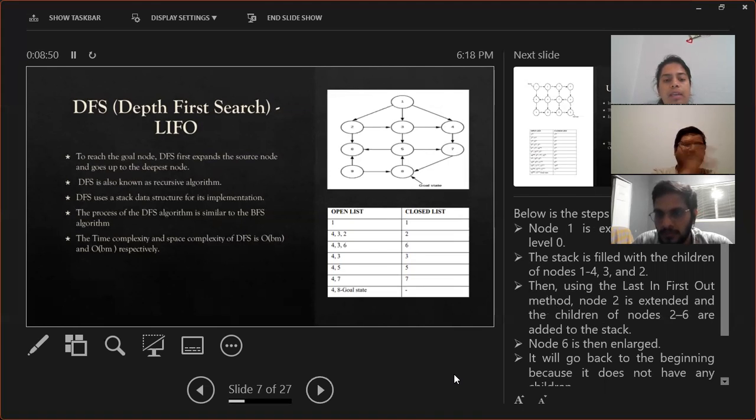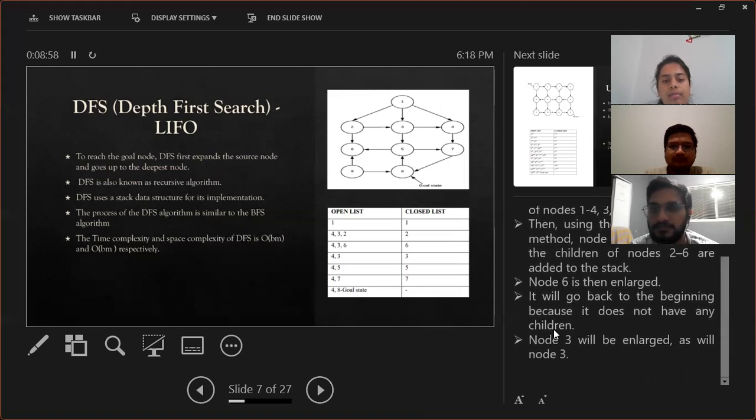It will go back to the beginning because it doesn't have any children. Here we can see in the diagram. And node 3 will be expanded as well; we can see here in the closed list we have the number 3. So it will follow this process and complete this.